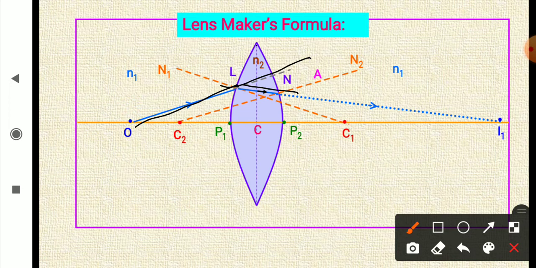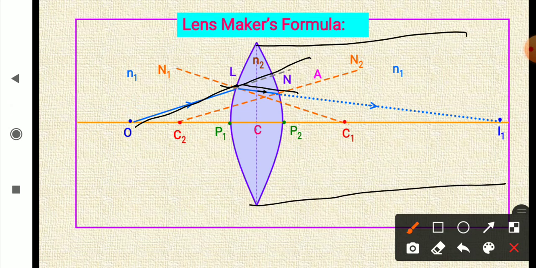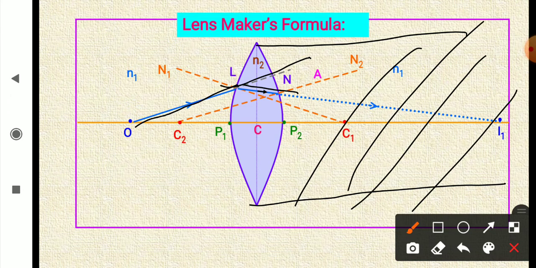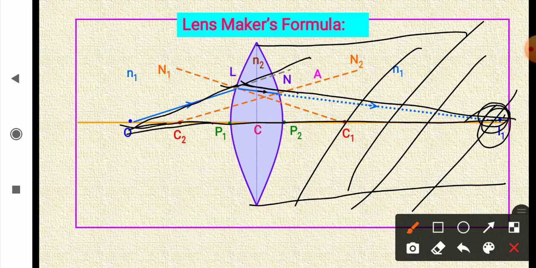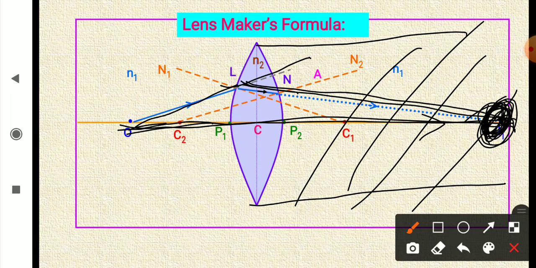Now, if the medium had been continuous like this, if this whole thing had been N2, then the light ray would have gone straight to this point I1, and the light ray coming along P1 would have gone straight to this point, both would have met here and a real image would have formed. If this medium had been continuous, the light would have traveled straight to this point, and the light coming along the principal axis would have been along this direction, and they would have met at this point, and a real image would have formed. But that is not happening.